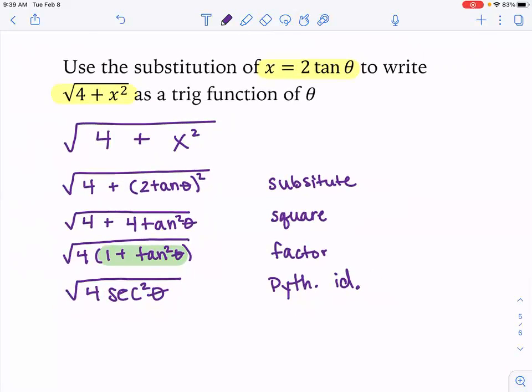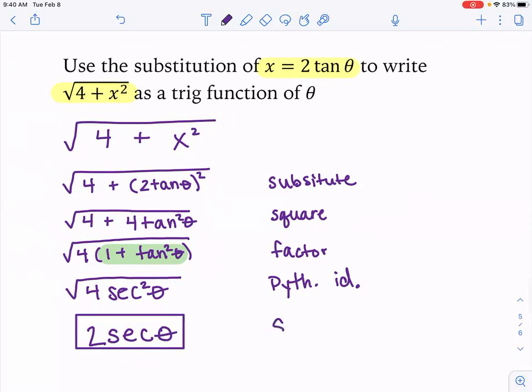Now that we have multiplication under our radical, we can do that. We can take the square root of 4. We can take the square root of secant squared. Basically, we use our trig identity underneath the radical so that we could actually take the square root.